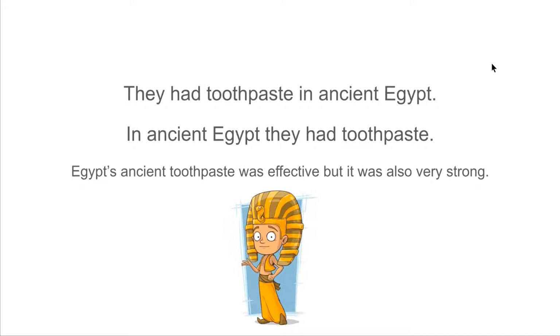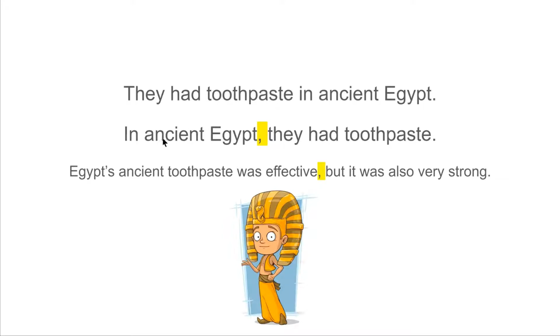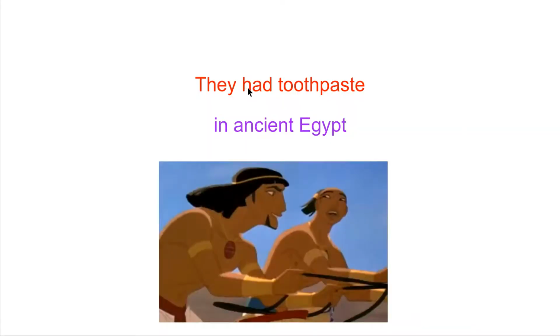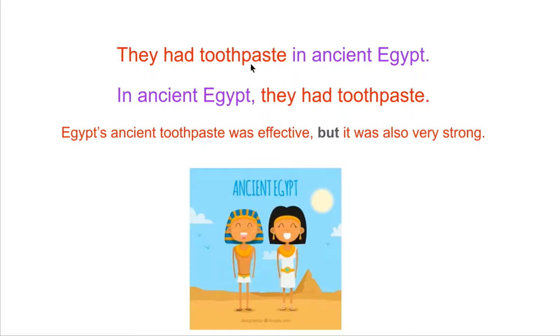But which of those first two do you think will get a comma? It's going to be the second. But why? So, they had toothpaste is going to be considered an independent clause. What does that mean? Clauses are different parts of a sentence. Right here we have an independent in red and a dependent in purple. They had toothpaste could be its own thing. It's an independent clause, right? It has a subject noun, they. Had is a verb. Toothpaste is an object. It could be a complete sentence. In ancient Egypt is just where it happened, so it's not considered a sentence. When the independent clause comes first, you will not get a comma.